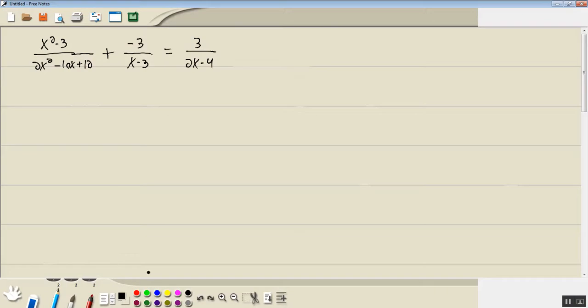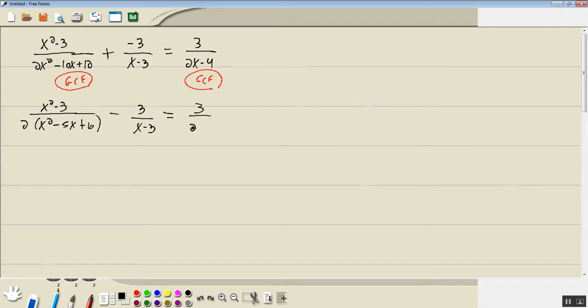Okay, so we're going to have to factor all of our denominators because we need to find the LCM of the denominators so we can multiply everything by it. This is GCF. They're all divisible by 2. This is GCF. They're both divisible by 2. So we're going to have x squared minus 3 over, factor a 2 out, and that gives us x squared minus 5x plus 6. This minus I'll put out in front.